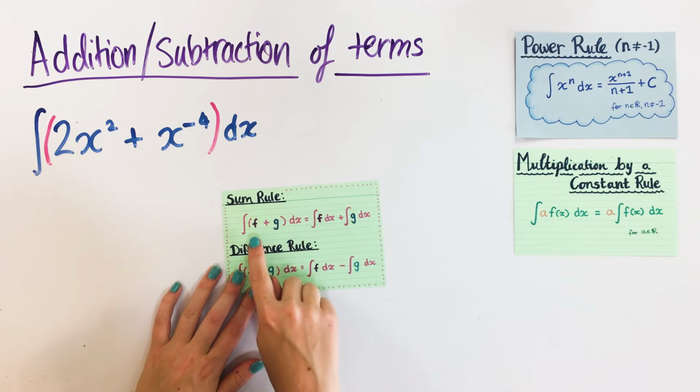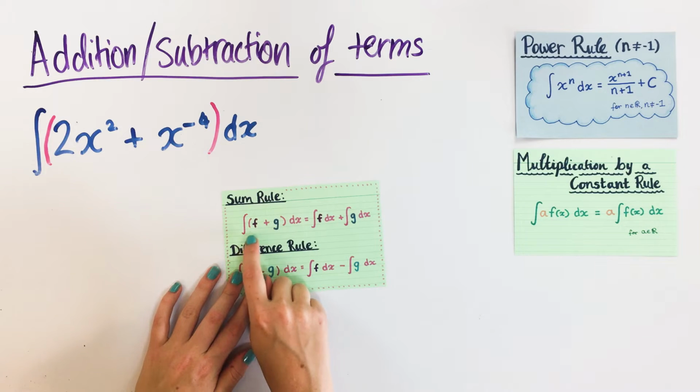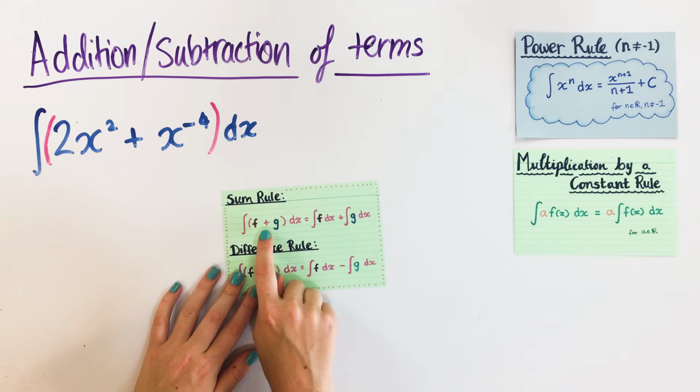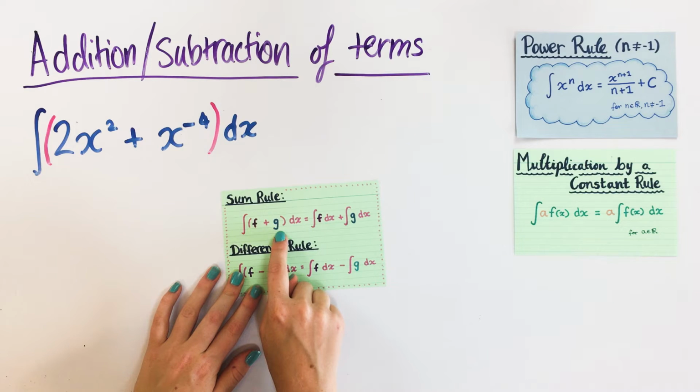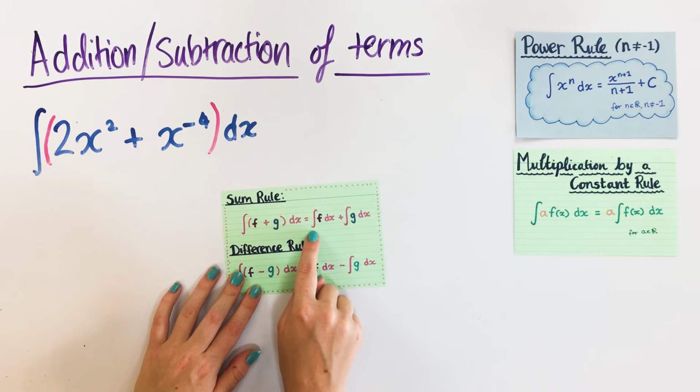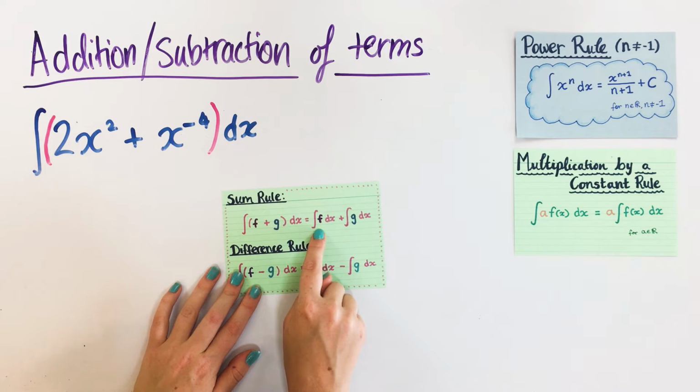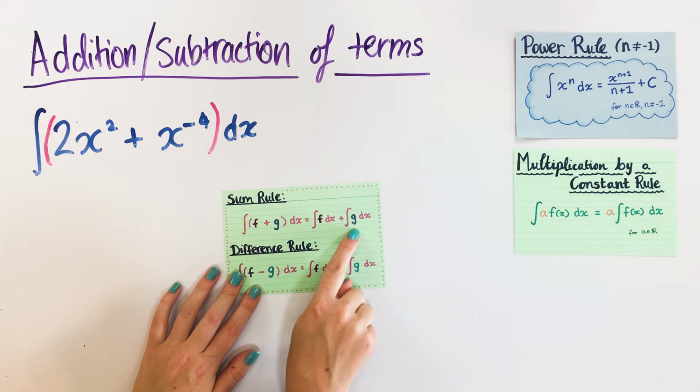So the sum rule says that if we want to find the integral of the sum of two functions, say f plus g, then this is equal to the integral of the first function f plus the integral of the second function g.